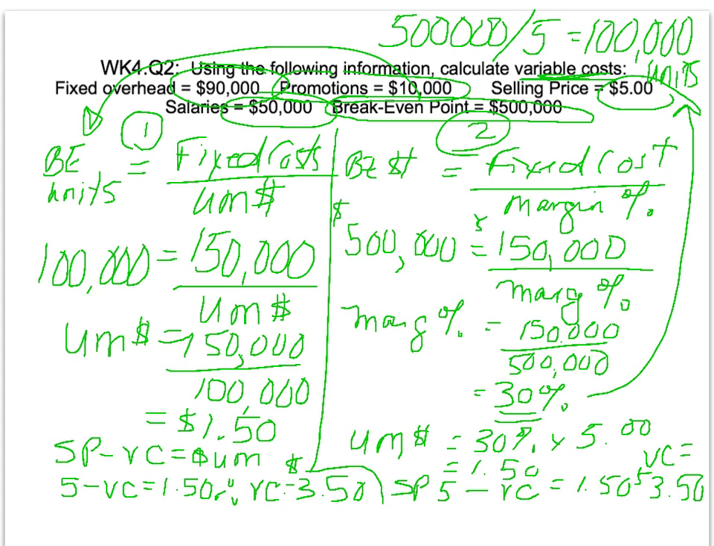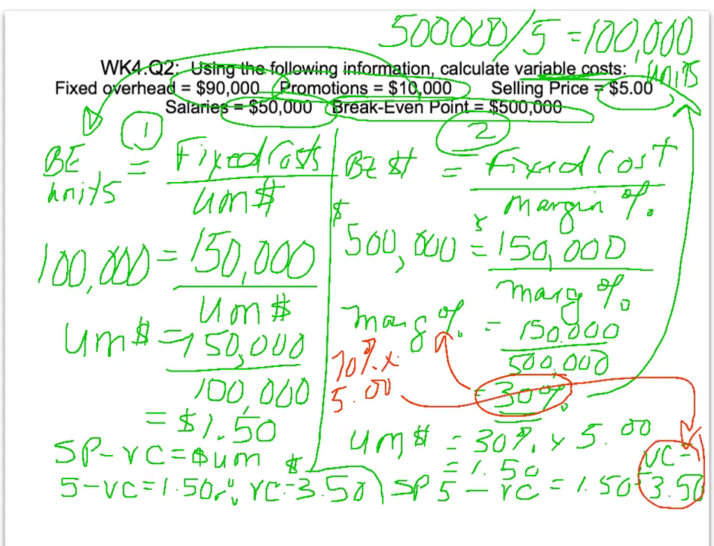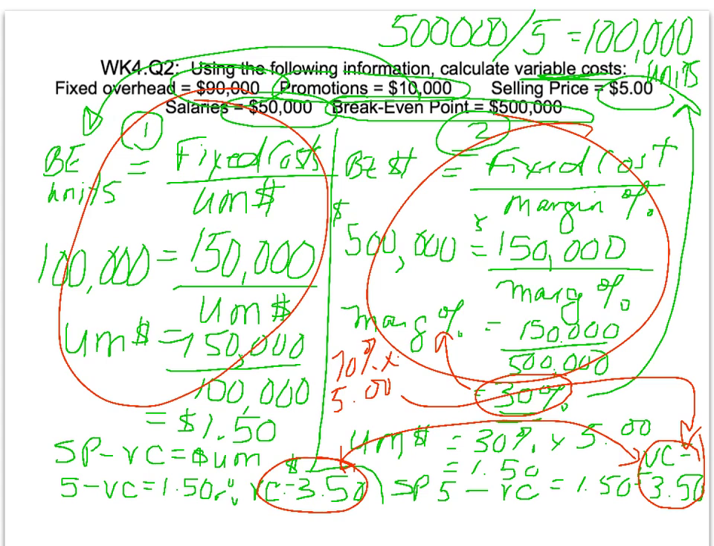I mean, alternatively, you could have said, okay, if margin is 30%, then variable cost must be 70%, and you could have taken 70% of your $5 to skip right down to $3.50 variable cost. But notice that the answer is the same in both cases here. Again, this is what I'm worried about. I'm worried about the process. Show me your work and I'll follow it right through.